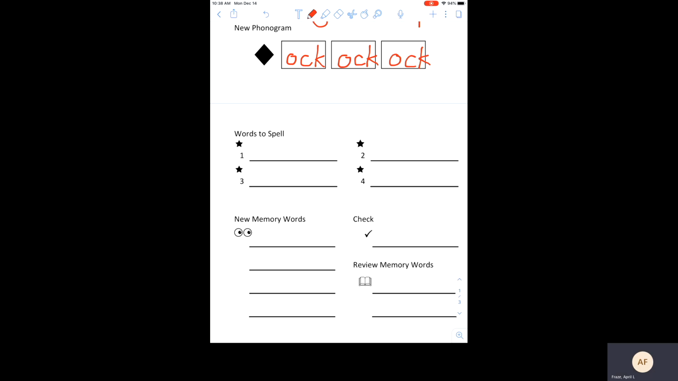All right, our first spelling word, and don't forget, we use our word family, is lock. Number one, write lock. Hopefully you're trying to write these without my help. Lock. Number two, sock.